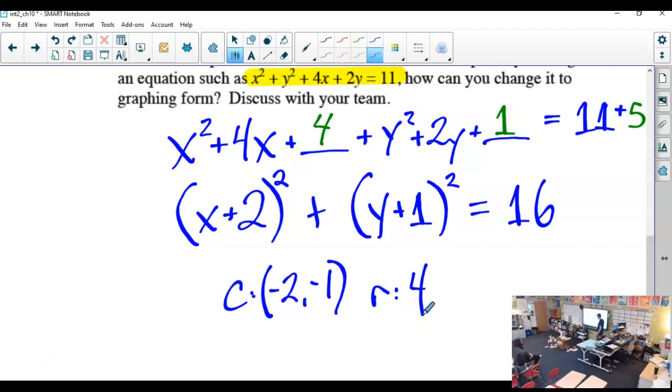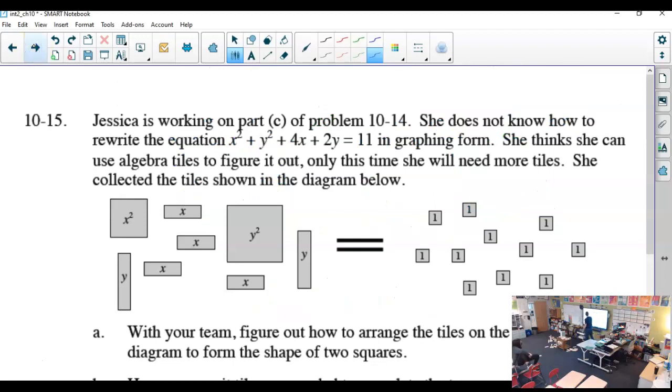I totally didn't think 11 plus 5 was 16. Questions on that? How simple. Good. Do it once really quickly before we go to lunch.